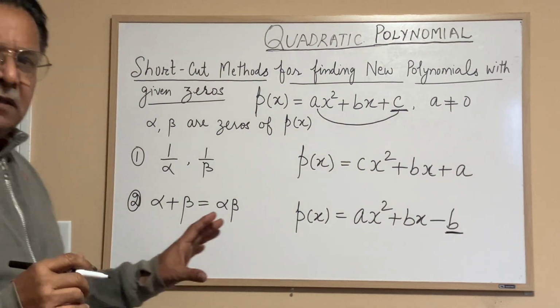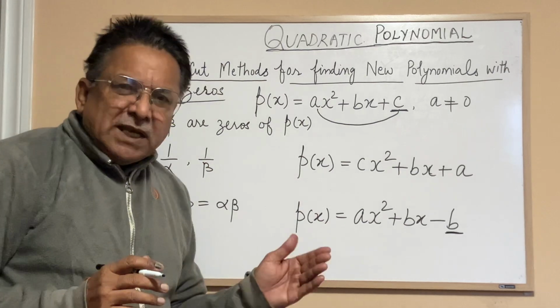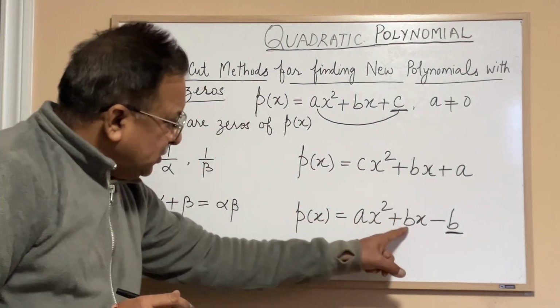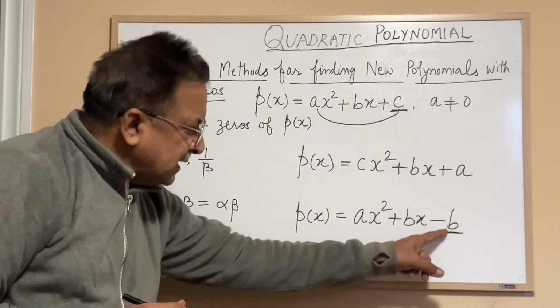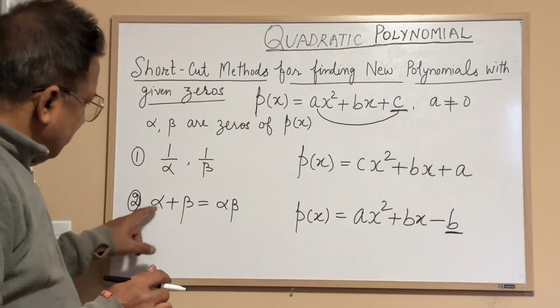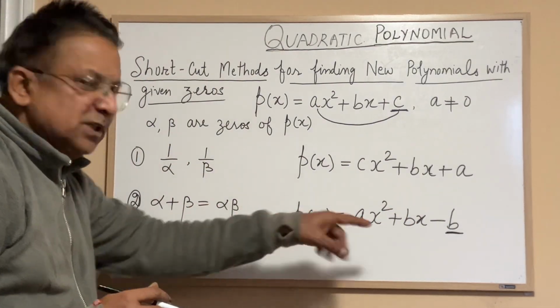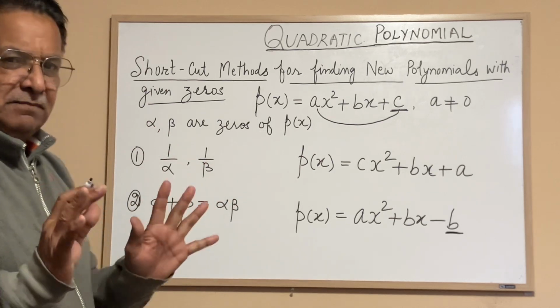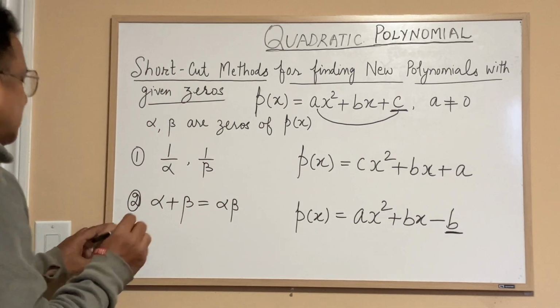It is a shortcut. In an objective type question, you have to just see whether these coefficients are of opposite sign but equal. Then sum of zeros equals product of zeros. It is sure.